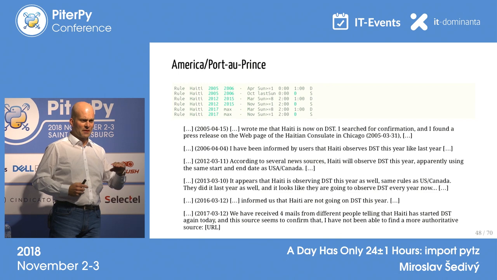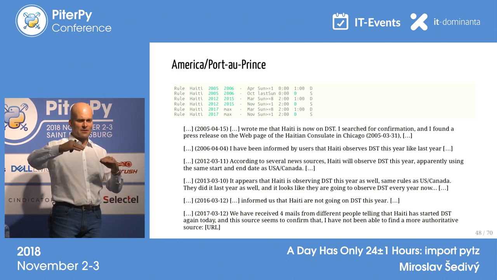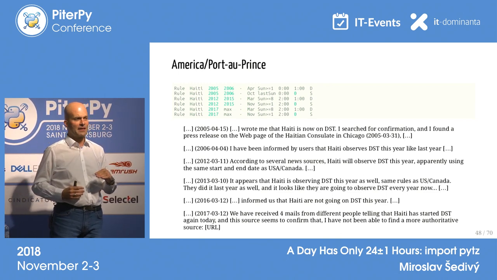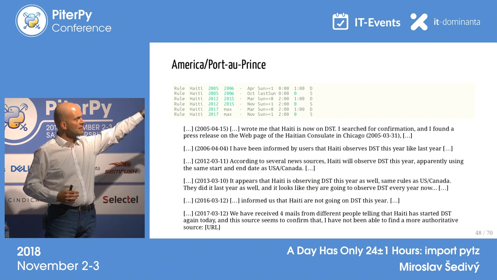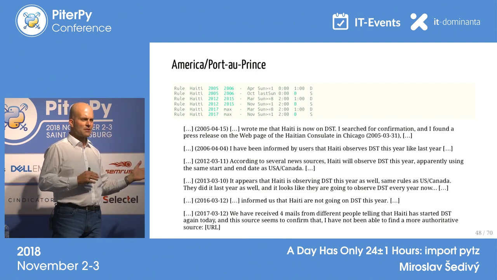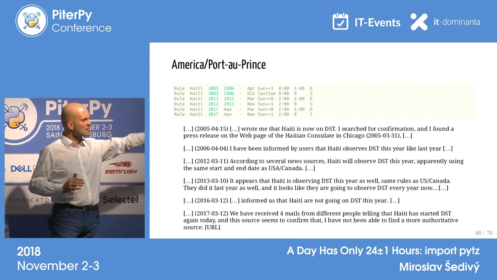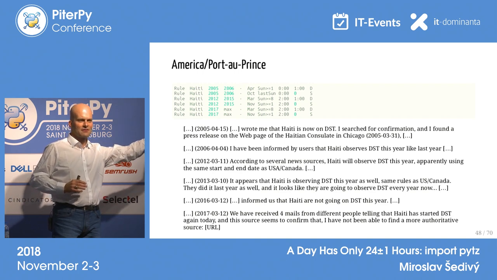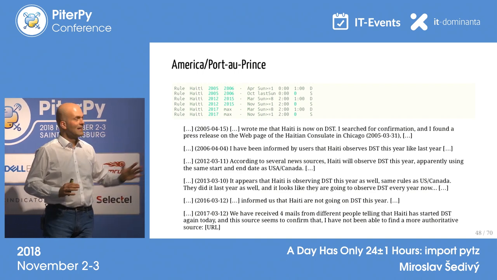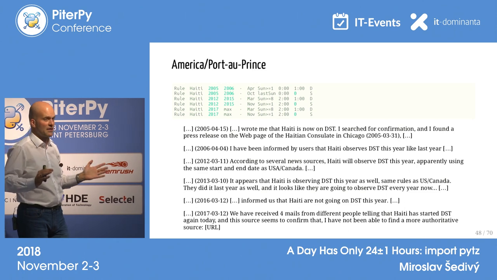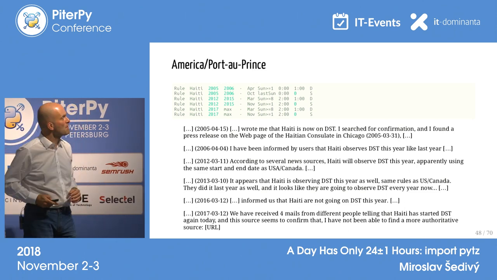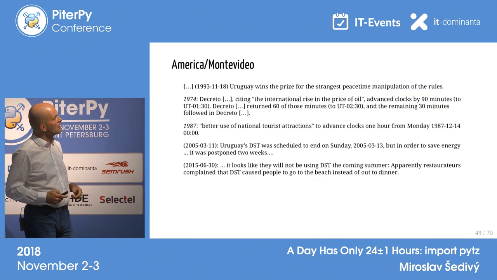Port-au-Prince, this is Haiti. Haiti is not far away from the equator. In summer they have 13 hours of daylight, in winter they have 11 hours of daylight, and still every year they discuss, should we introduce daylight saving time or not? And they always discuss it in March. So are they going to change it or not? And still they say we have to change to save energy. They don't save energy.